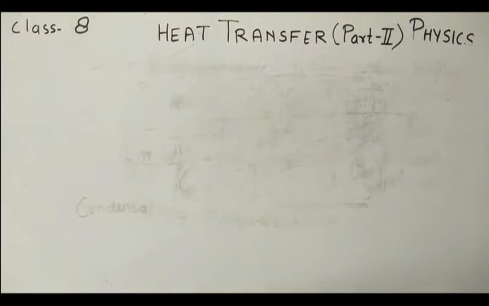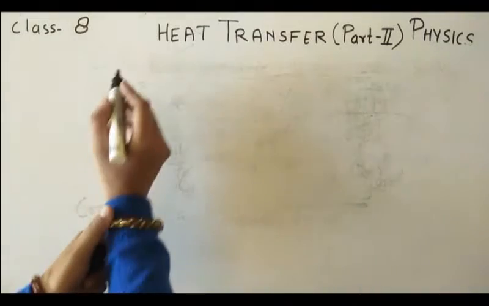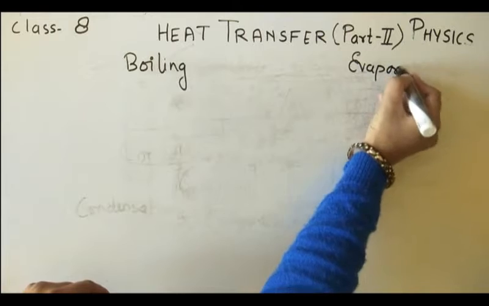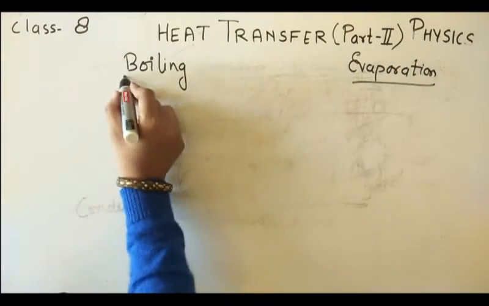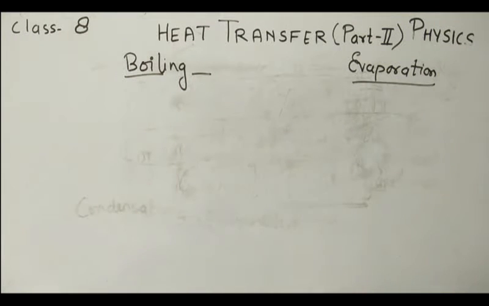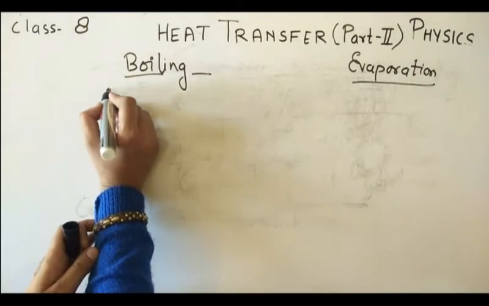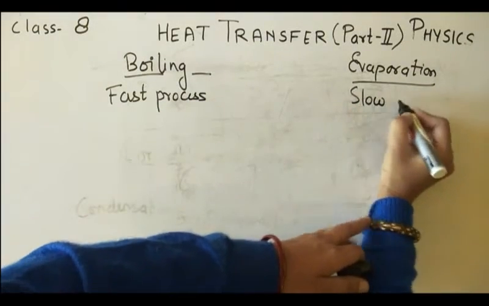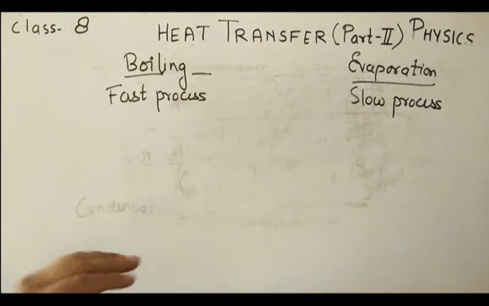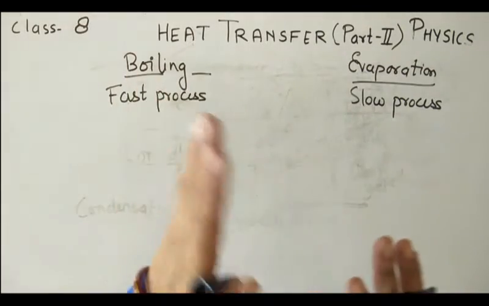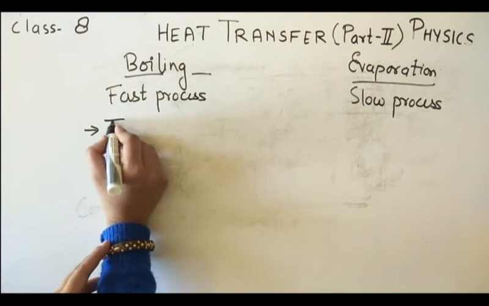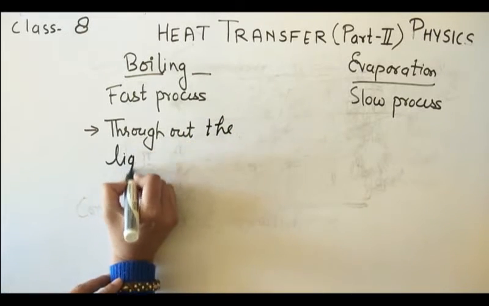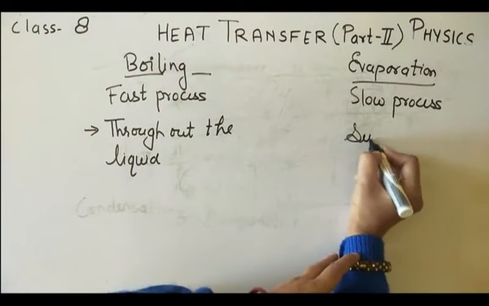Let us see some normal and easy differences between boiling and evaporation. Previously I told you that boiling is a very fast process, but evaporation is a slow process. Boiling takes place throughout the liquid, and evaporation takes place at the surface.